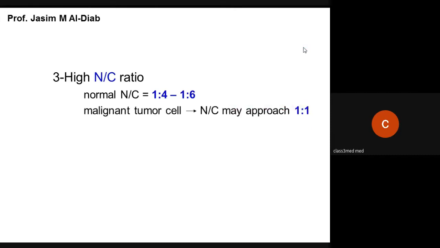While in malignant tumor cells, the nucleus will be so large because it contains abundance of chromatin, and the nucleocytoplasmic ratio will be high, okay? We call it high NC ratio, high nucleocytoplasmic ratio. It may reach 1/1. What is 1/1? To understand, the NC ratio is 1/1, meaning the nucleus will be equal to the size of the cytoplasm.